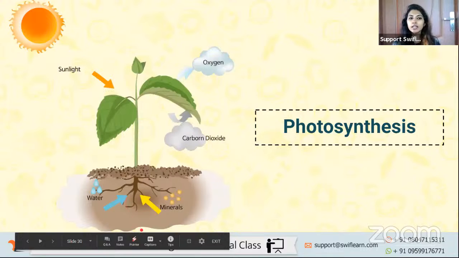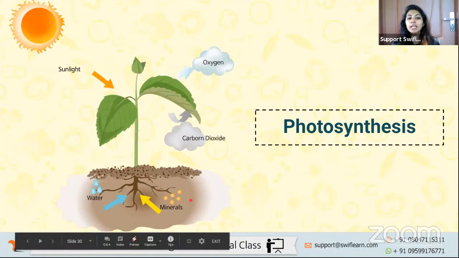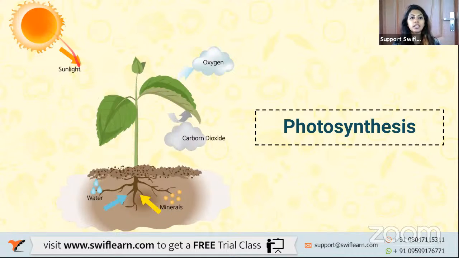So here minerals will be taken in. Minerals and water will be taken by the roots, and this will travel to the leaves, and sunlight is being taken here. You can see the sunlight arrow coming, so that will be in the leaves. And here a chemical process will happen. And what is given out? Oxygen and water. So we will go into more detail about this.